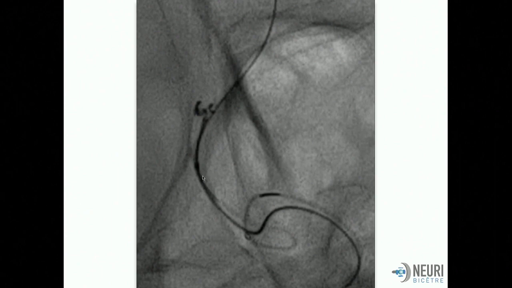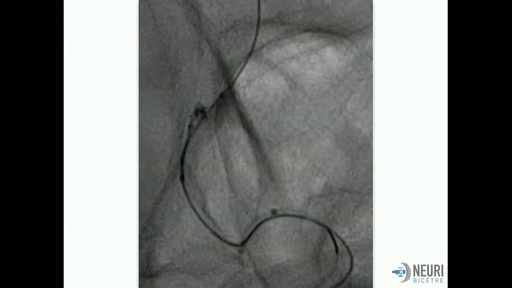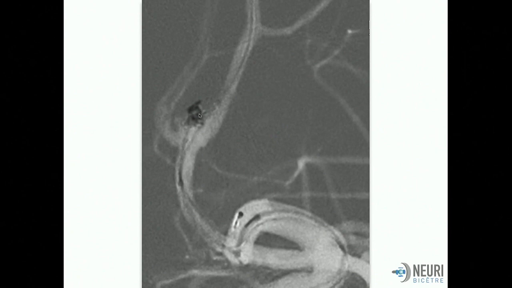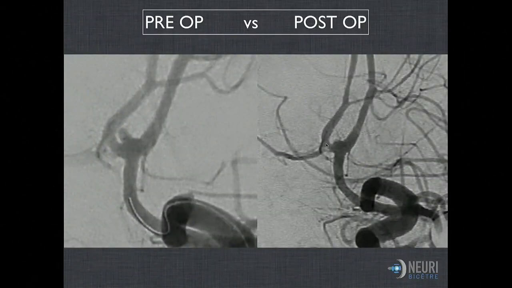You put a second one. And this is the post-op after 3 coils. And you got a complete occlusion of the aneurysm, even though you don't have any neck.